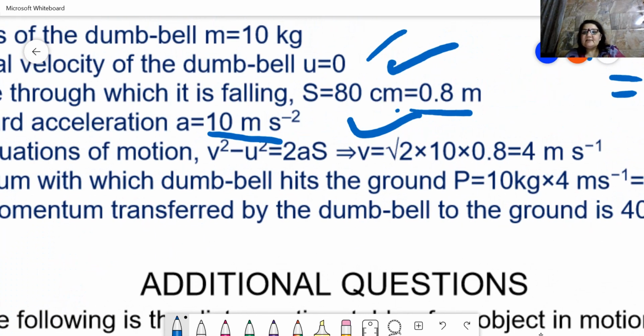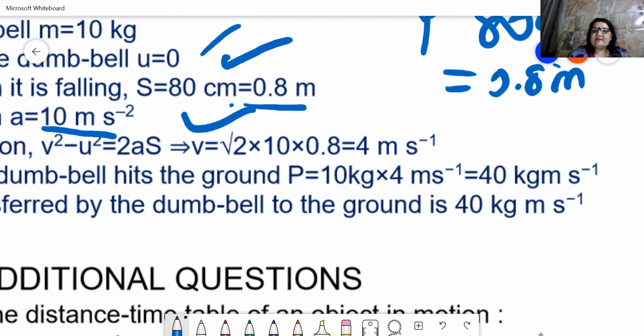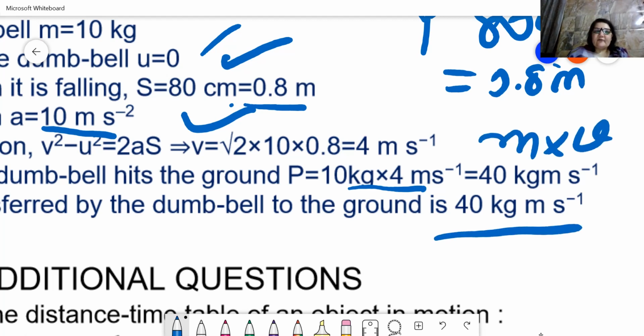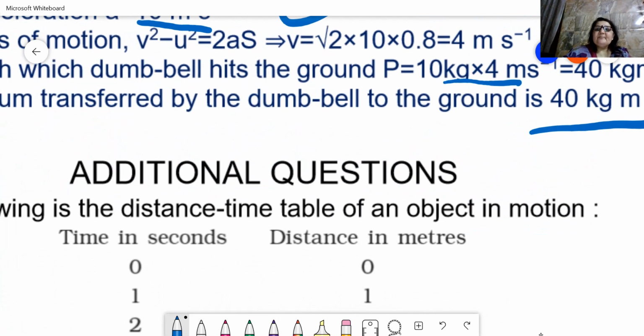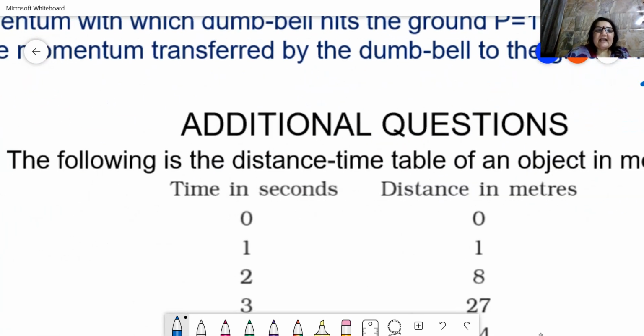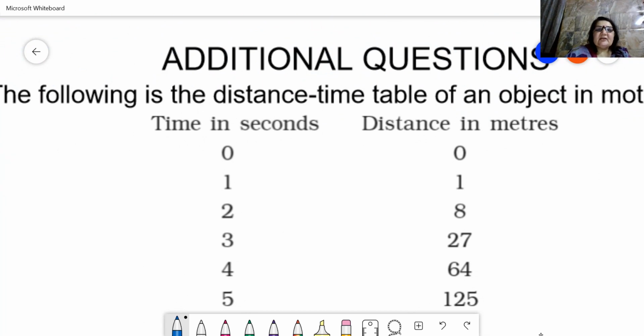And now what is the momentum? It is m into V. So it is 10 multiplied by 4, because the mass of the body is 10, which is equal to m into V, and we got our answer as 40. So I have just completed the main exercise. Now I'm coming to the additional question.